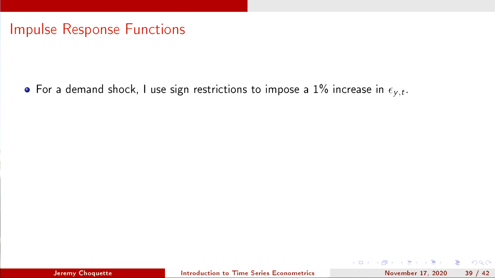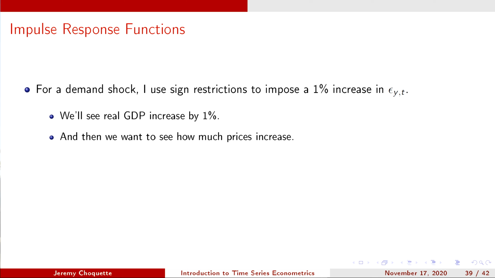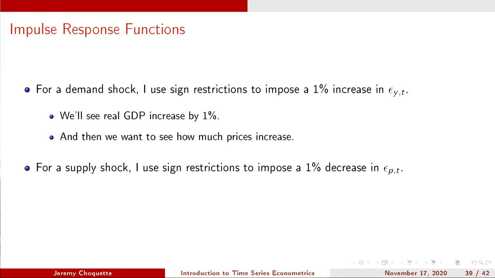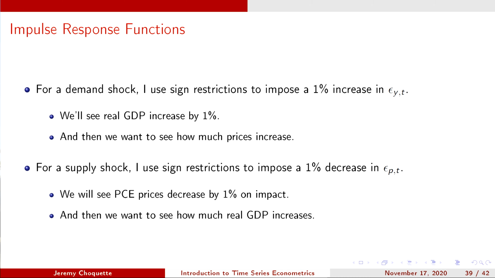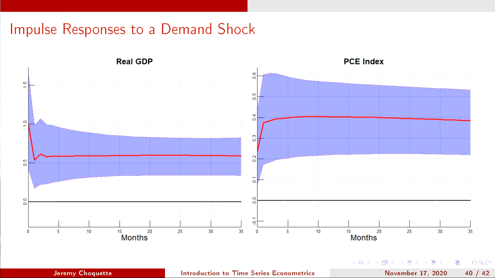So for a demand shock, I use sign restrictions to impose a 1% increase in that epsilon YT. So I'll see real GDP increase by 1%, and I want to see how much the price level will increase. For a supply shock, I use sign restrictions to impose a 1% decrease in prices, right? So there's a 1% reduction in the PCE, and I want to see how much real GDP increases after that. So here's the demand shock.